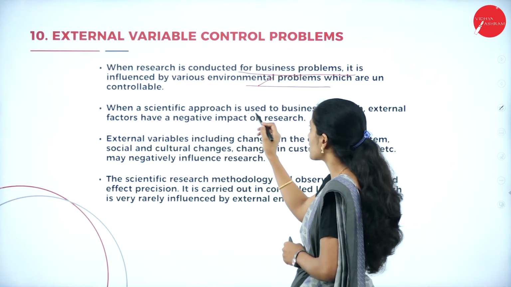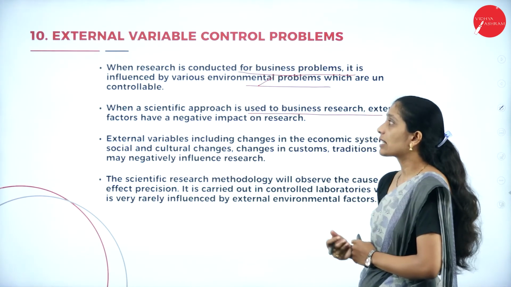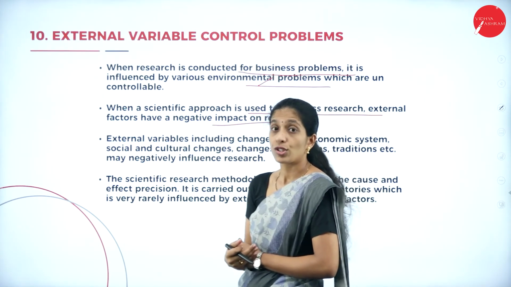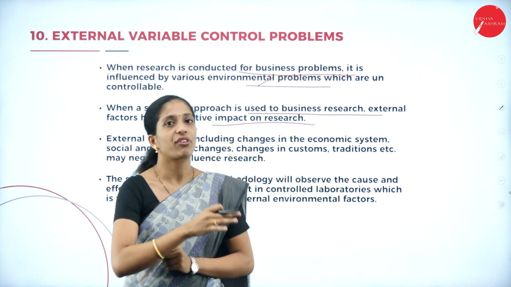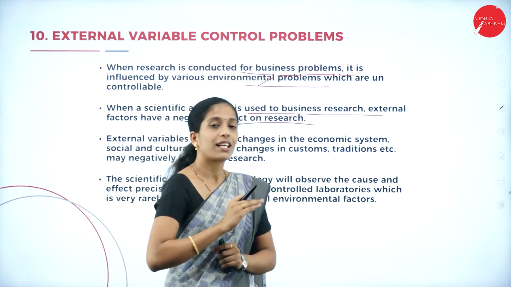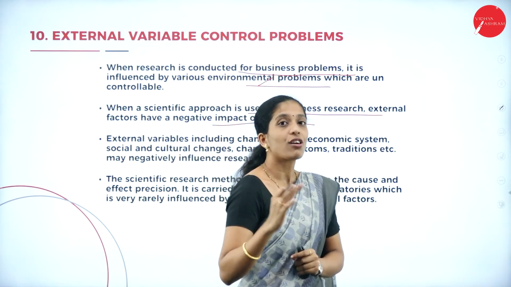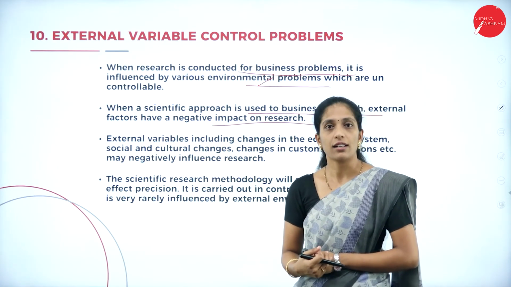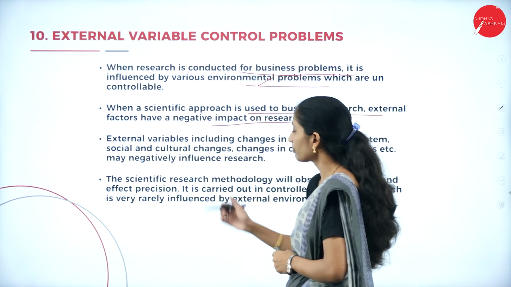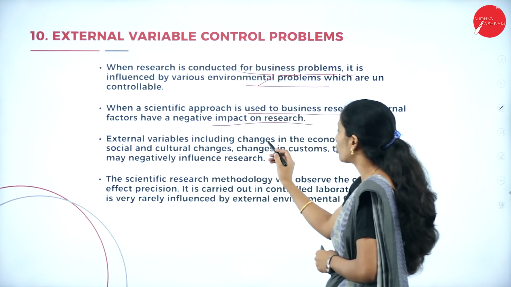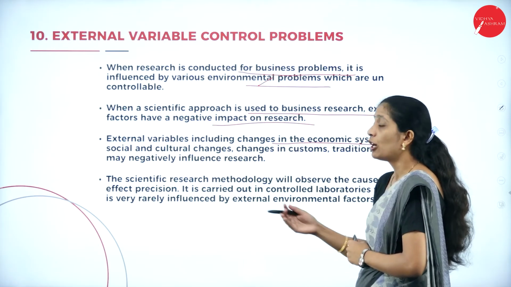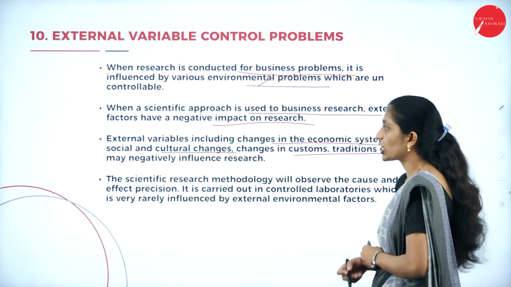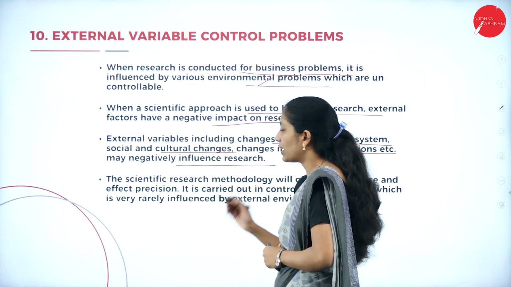So when scientific research is applied to business research, external factors have a negative impact on the research. Even if we apply scientific research to business research, it cannot be applied properly because of these external or environmental factors which are unavoidable in nature. External factors, including changes in the economic system, social and cultural changes, and changes in customs and traditions, may negatively influence the research.